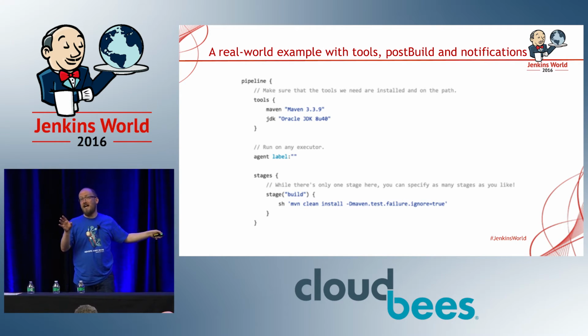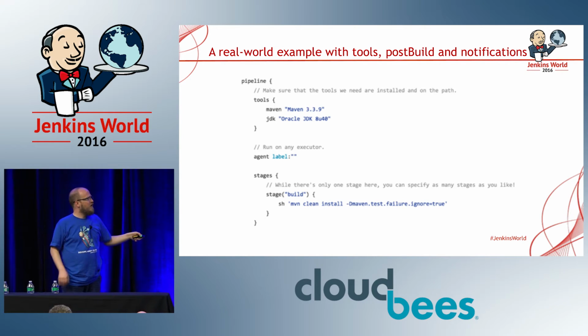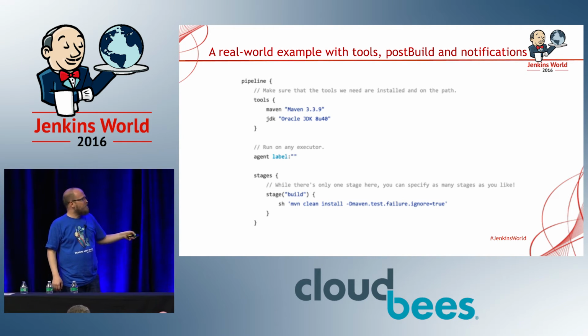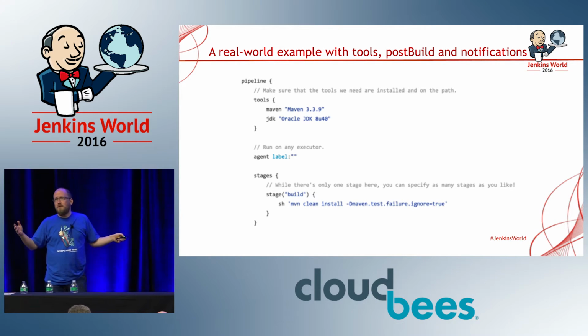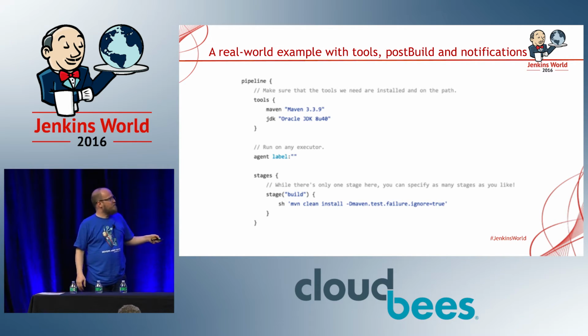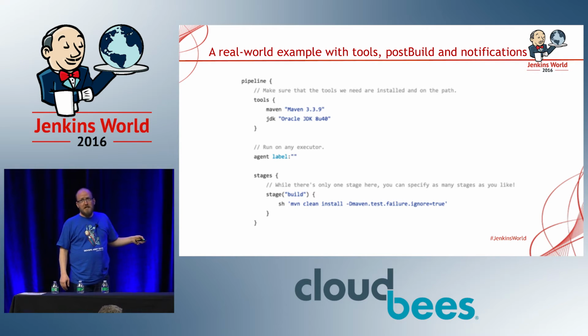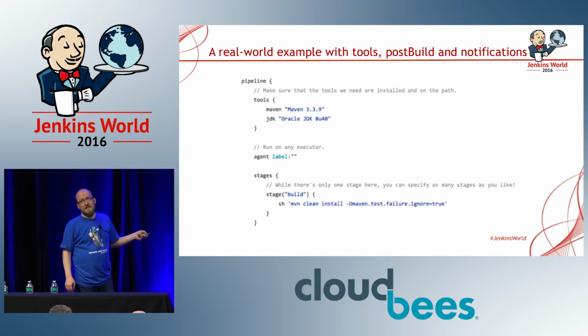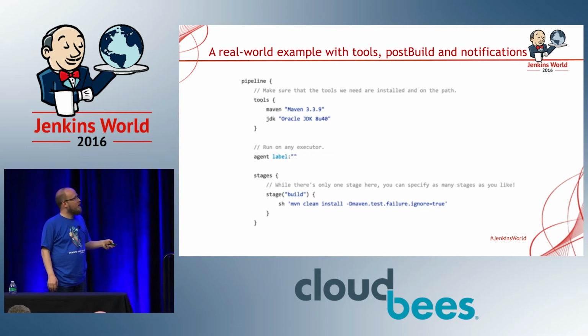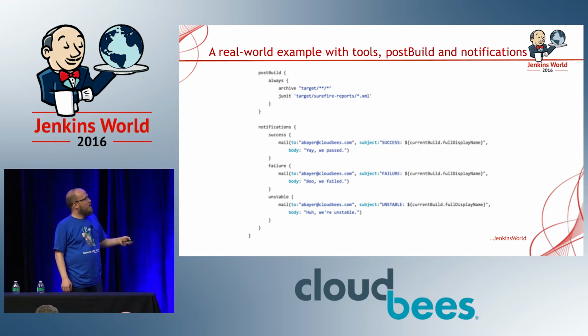And again, there's a better syntax for that in the next release, because that is a little awkward, isn't it? But I could have put in a specific label if there was a subset of machines that was allowed to run on. And then I've got just one stage, just run Maven clean install, and Maven test failure ignore, so that the build doesn't fail at that point in case there's something else I wanted to do. Because I would rather the build be marked unstable if tests have failed rather than failed.